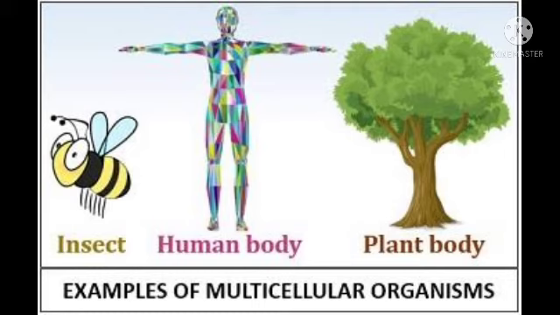of a large number of cells. They are called multicellular organisms. So, multicellular organisms are made up of billions of cells, and these are examples of multicellular organisms. All living organisms are made up of cells, and the cell is the structural and functional unit of all living organisms.